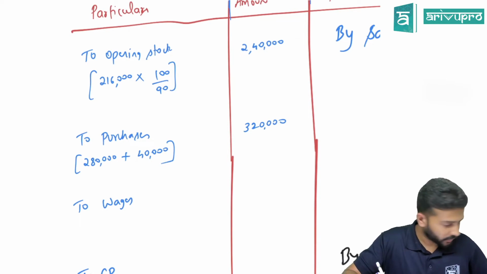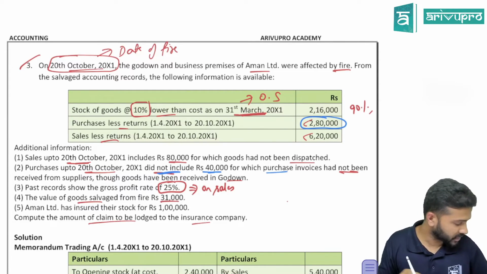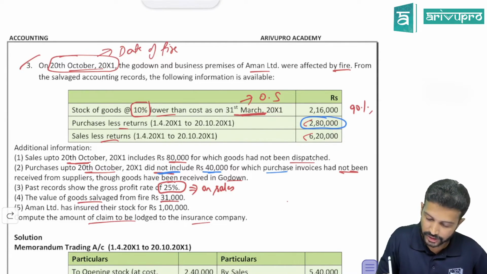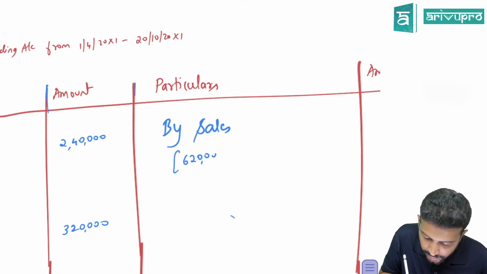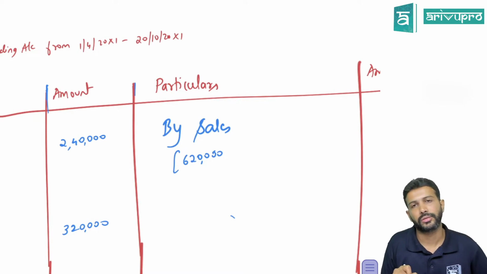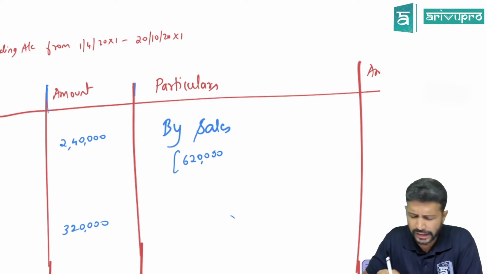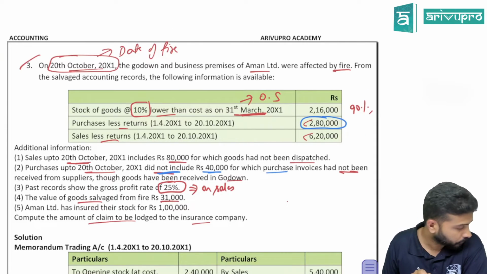Okay. Then next adjustment. Then after purchase, what is given, sir? Sales less return. How much is the value of sales given in the problem? 6,20,000. Is there any adjustment for sales? Yes. Apparently there is. Let's read through that.